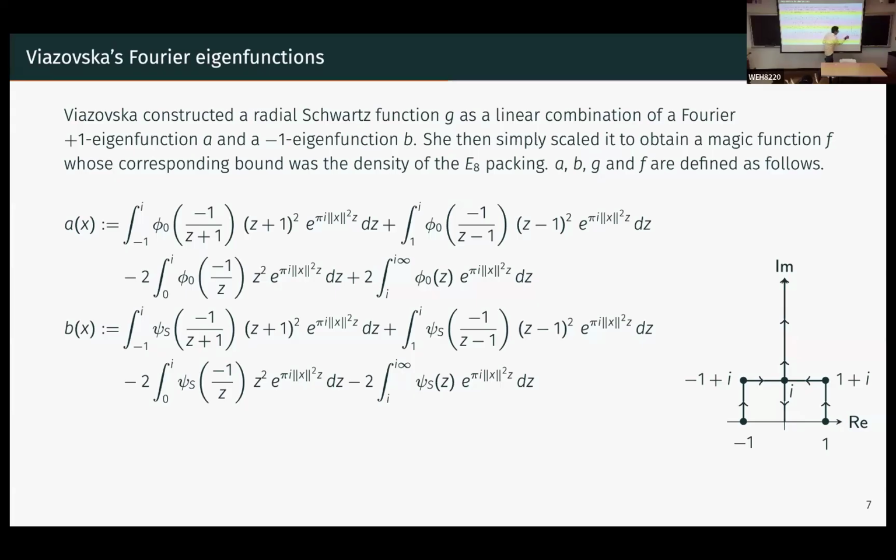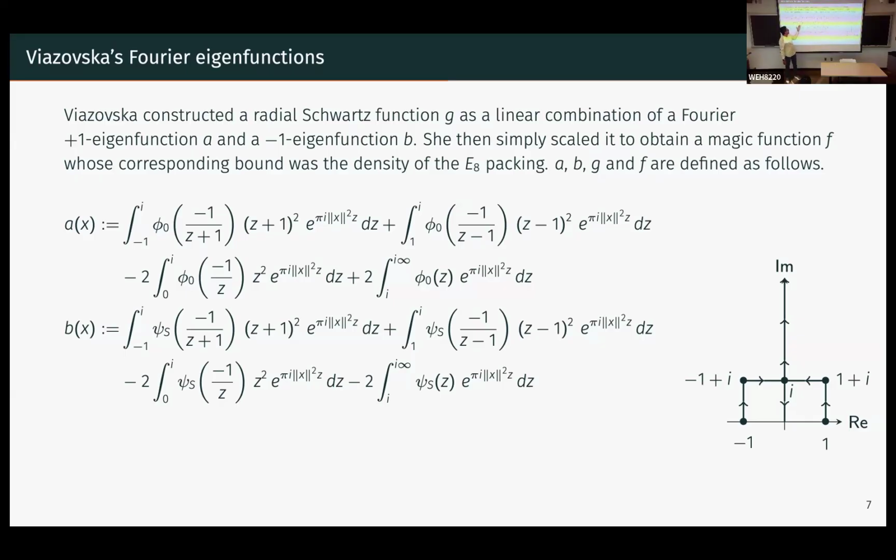But the point is that you have an integral going from minus one to I. Over here, you have an integral going from 1 to I. Over here, there's a negative here, so it's really going from I to 0. And you have an integral here going from I to I infinity. And these are integrals in terms of some complex variable z. So these are integral transforms of some variable x, which is an 8-dimensional vector.